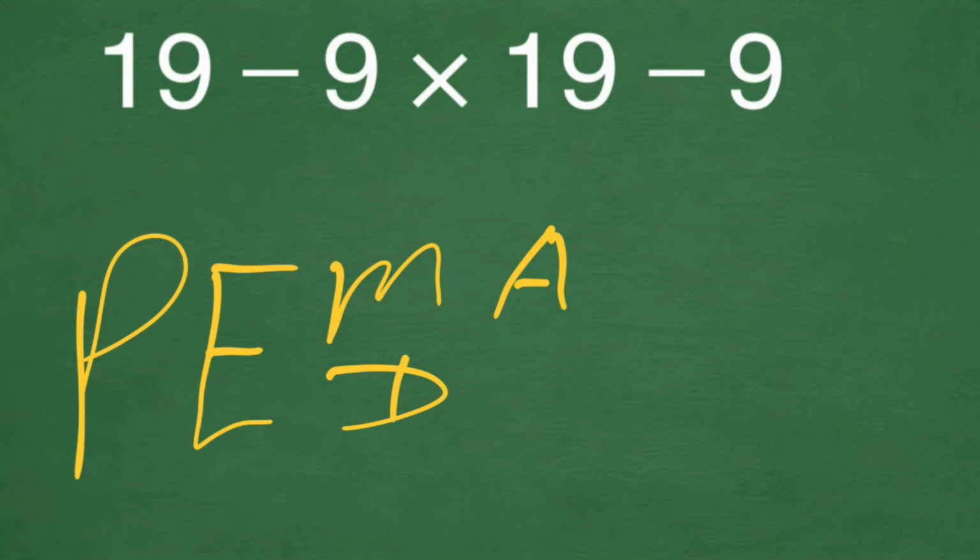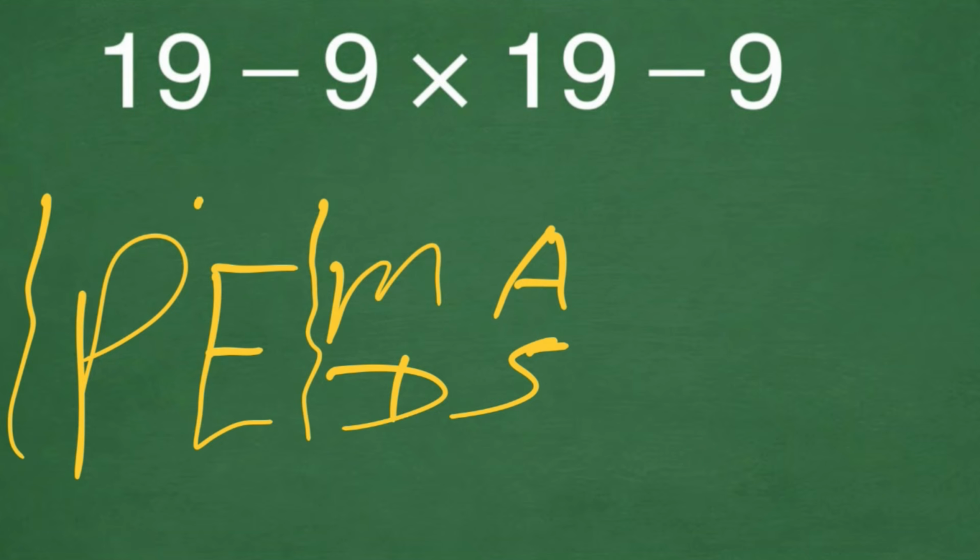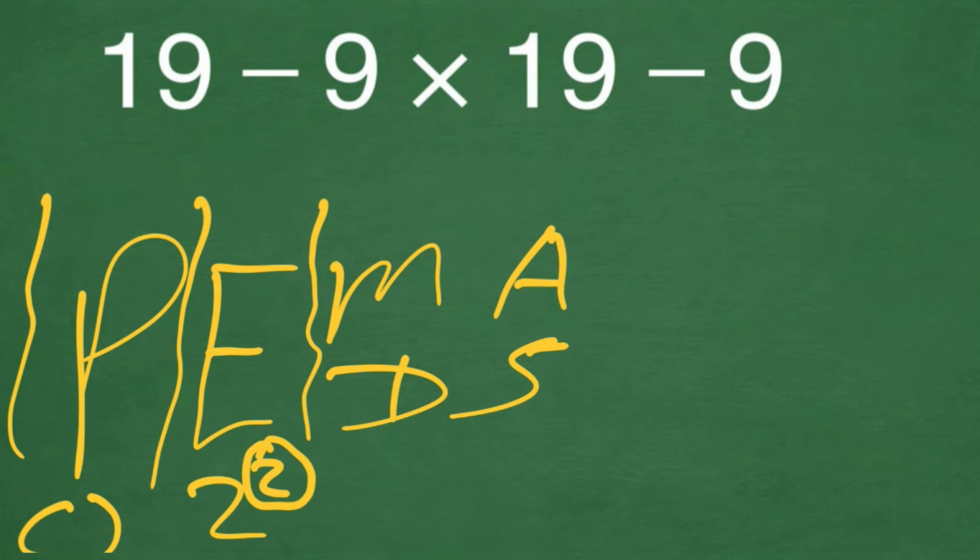according to the rule PEMDAS, P stands for parentheses, E stands for exponents, MD stands for multiplication or division, and A and S stand for addition or subtraction. According to this rule, the first thing we need to solve is parentheses, right? Parentheses are brackets you see in maths, so brackets are the first thing to solve. And then the second thing to solve are exponents. Exponents are powers that are written on top of numbers, so these powers are the second thing to solve.